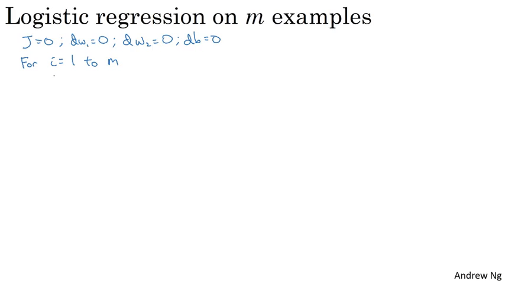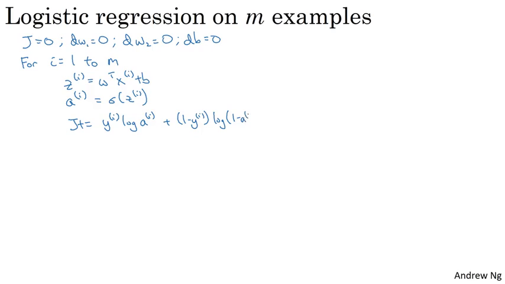All right, so here's what we do. For i equals 1 through m, where m is the number of training examples, we compute z^(i) equals w transpose x^(i) plus b. The prediction a^(i) is equal to sigma of z^(i), and then let's add up J. J plus equals y^(i) log a^(i) plus (1 minus y^(i)) log (1 minus a^(i)), and then let's put a negative sign in front of the whole thing.